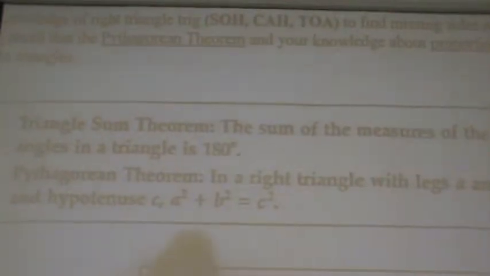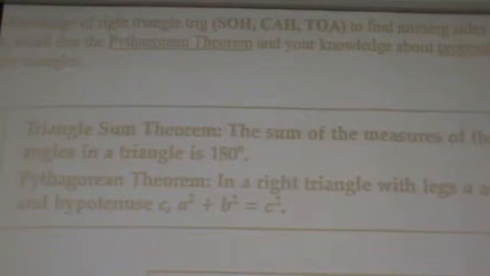So all of these triangles are right triangles, and you should know from geometry that the sum of the measures of the angles of a triangle add up to 180. And you should also know that you can use the Pythagorean theorem: the two legs squared added together is equal to the hypotenuse squared. When you're doing these problems, make sure your calculator is in degree mode. Otherwise, you'll get the wrong answer. You have to know all of the ratios.